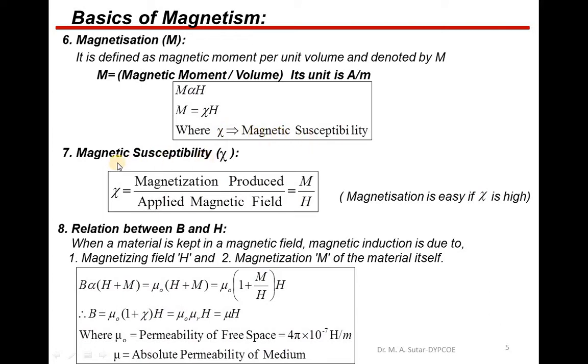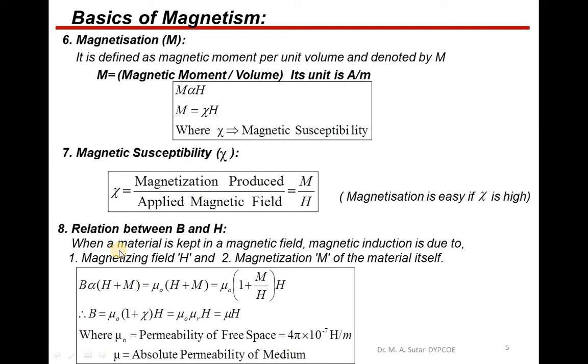The next term is magnetic susceptibility. It is nothing but the magnetization produced in the material divided by the magnetic field applied. In simple words, Xi is equal to M upon H. The magnetization is easy if Xi is very high. Now the relation between B and H. B means magnetic flux density and H means magnetic intensity of the magnetic field.